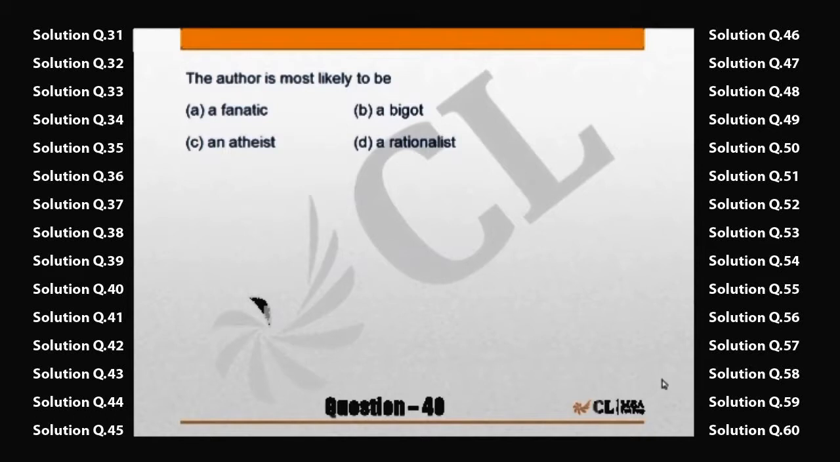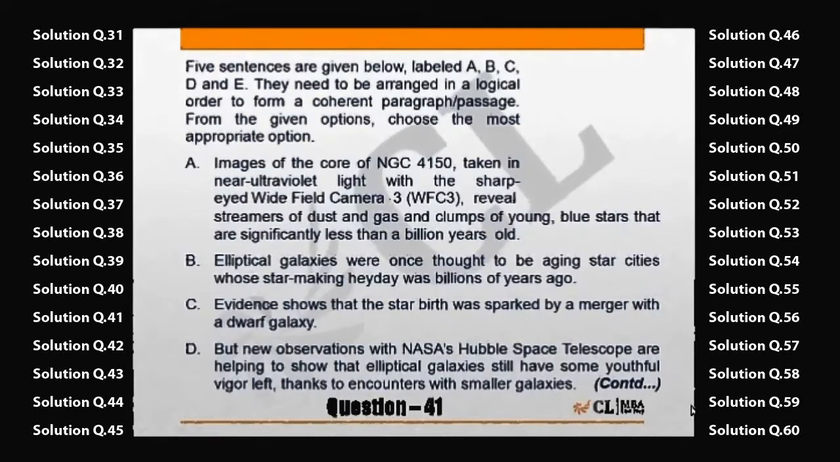The author is most likely to be, this should be easy, not the fanatic, because he's talking about being open-minded. He's most likely to be a rationalist because he's saying don't take dogmas for granted, you need to wrestle with them, you need to question. Atheist, maybe yes, maybe no, but rationalist definitely, not a bigot or a fanatic. So the correct answer to question 40 is choice D, a rationalist.